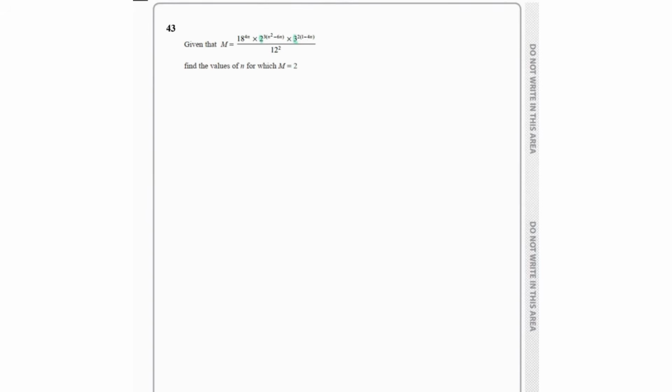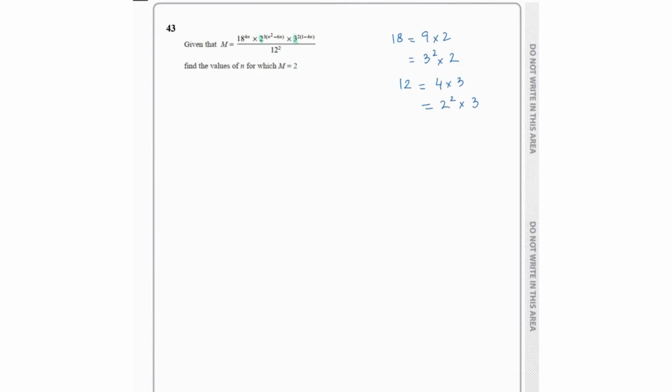So 18 we know is 9 times 2. And 9 is 3 squared. So 18 can be rewritten as 3 squared times 2. 12 is 4 times 3. 4 can be rewritten as 2 squared.